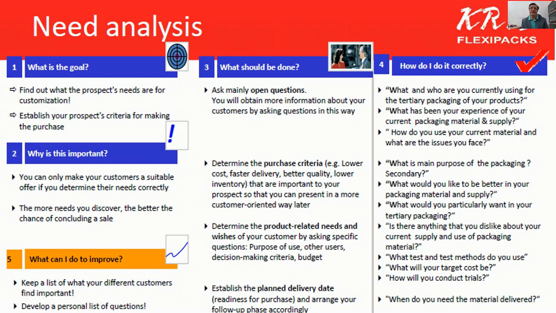So what should be done while doing the need analysis? You need to ask mainly open questions. And what are the open questions? It's like, what and who are you currently using for your tertiary packaging of your product? If you're going back to the same client, who we are pitching for baby oil corrugated boxes, shifting from the current supplier to us, he'll say, what and who are you currently using for the tertiary packaging of your material? So remember, these are very open questions. What and who are? We are not talking about our product.